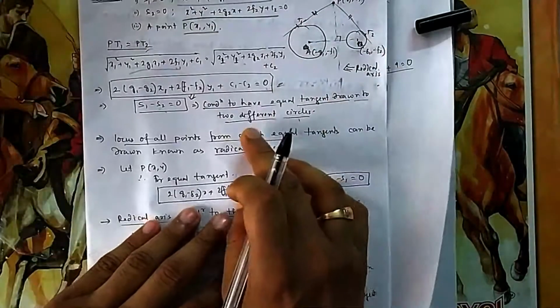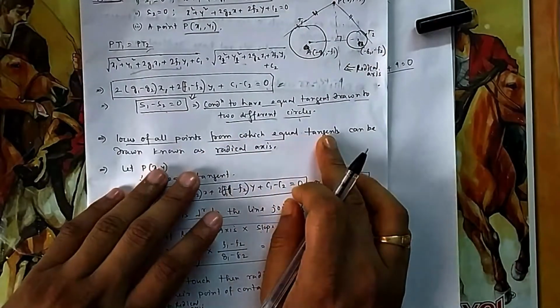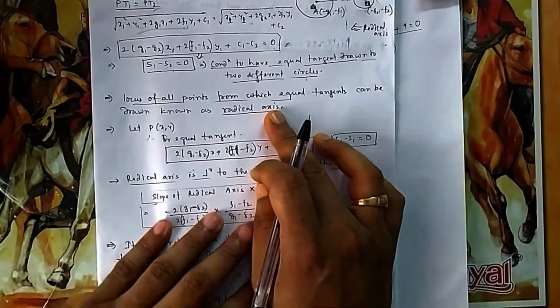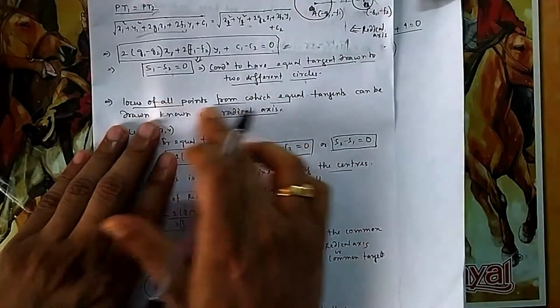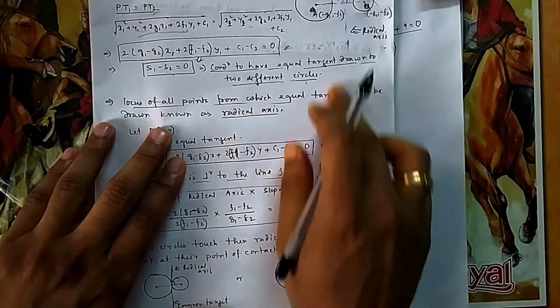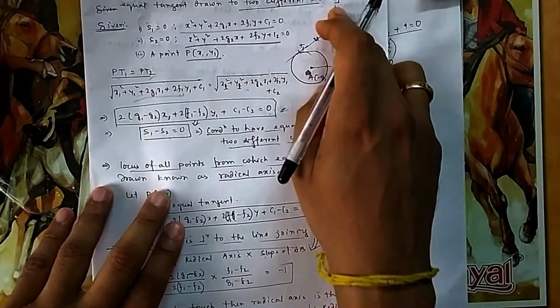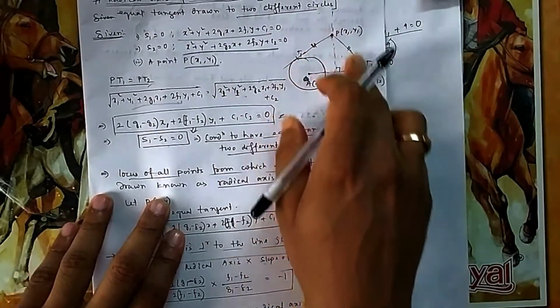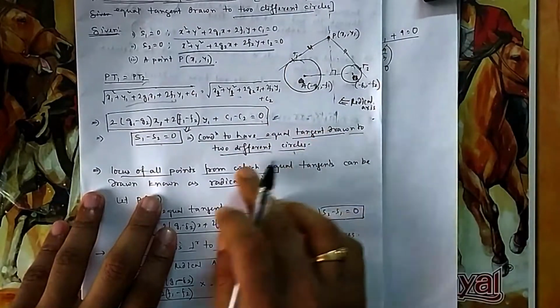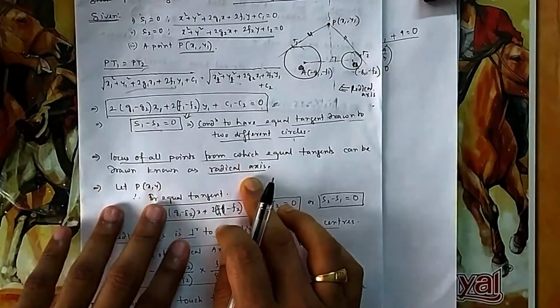Okay, so let us now find the locus of all points for which the lengths will be equal. That is known as the radical axis. So this is the definition: the locus of all points from which equal tangents can be drawn. All possible points P for which equal tangents can be drawn, that locus of P is known as the radical axis.